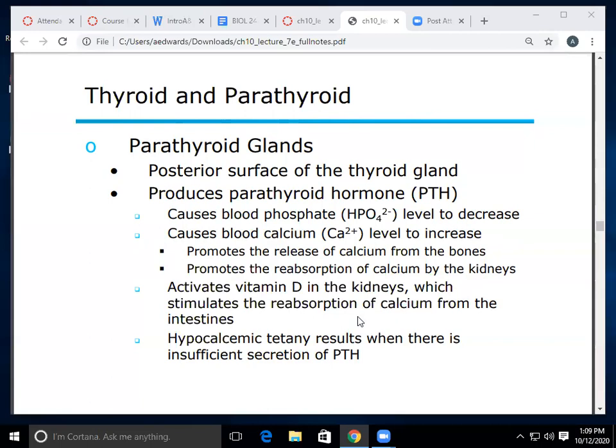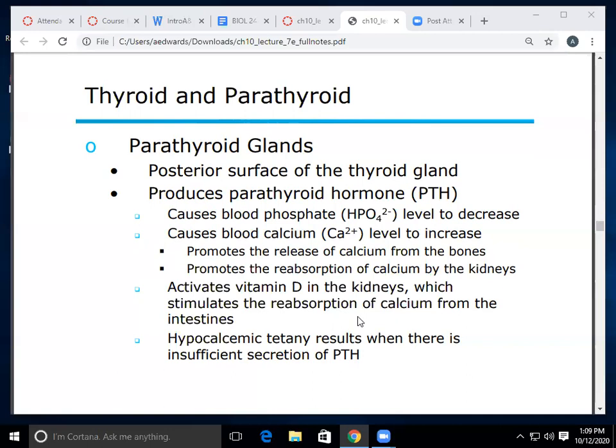Parathyroid hormone is going to cause the level of phosphate in your blood to decrease, and your level of calcium in your blood to increase. So in that sense, it opposes calcitonin. It promotes your bones to release their calcium, to increase the blood calcium. It promotes reabsorption of calcium by the kidneys instead of filtering it out. So if your kidneys reabsorb it back into the bloodstream, your calcium levels go up in the bloodstream.